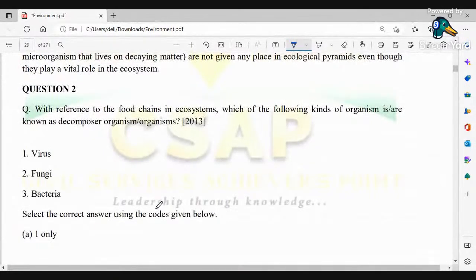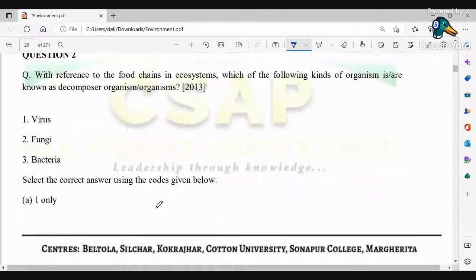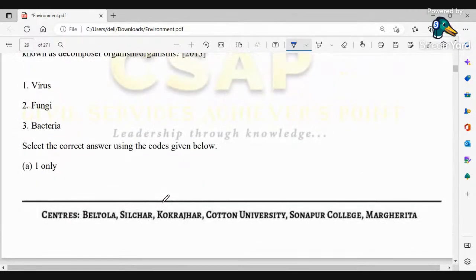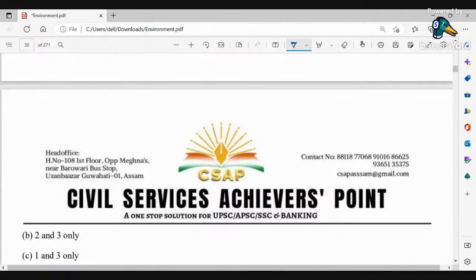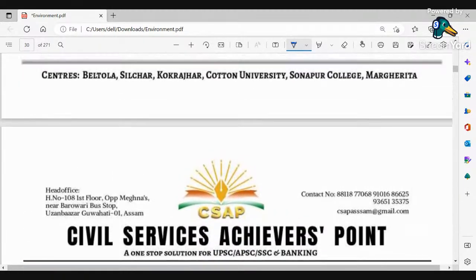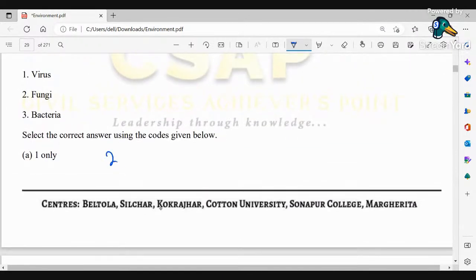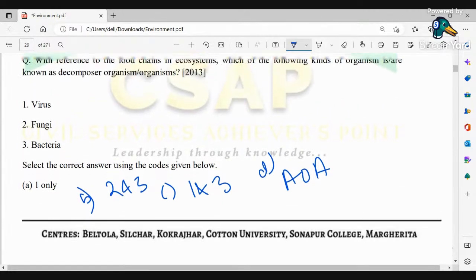Coming to question number 2, with reference to food chains and ecosystem, which of the following kinds of organisms is or are known as decomposer organisms? One, virus; two, fungi; three, bacteria. The options are: A, 1 only; B, 2 and 3; C, 1 and 3; D, 1, 2, and 3, that is all of the above. You can read the question and then attempt.